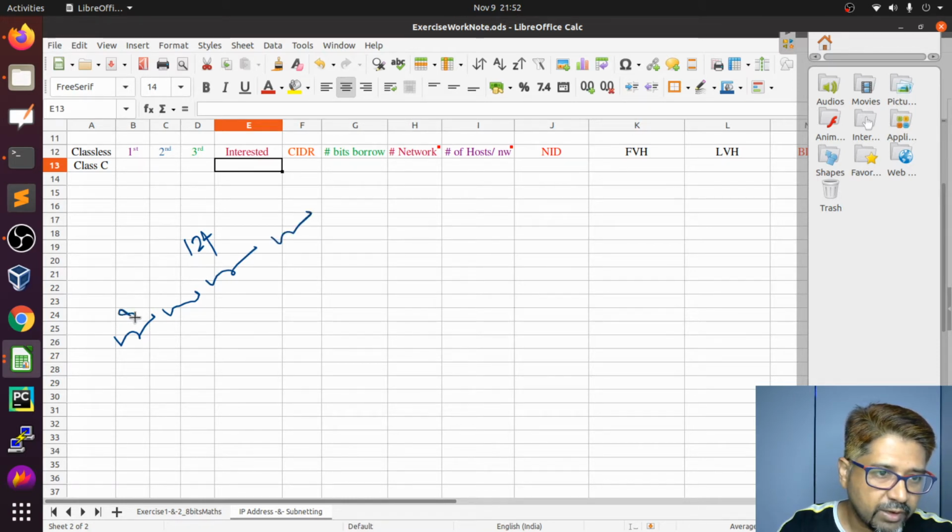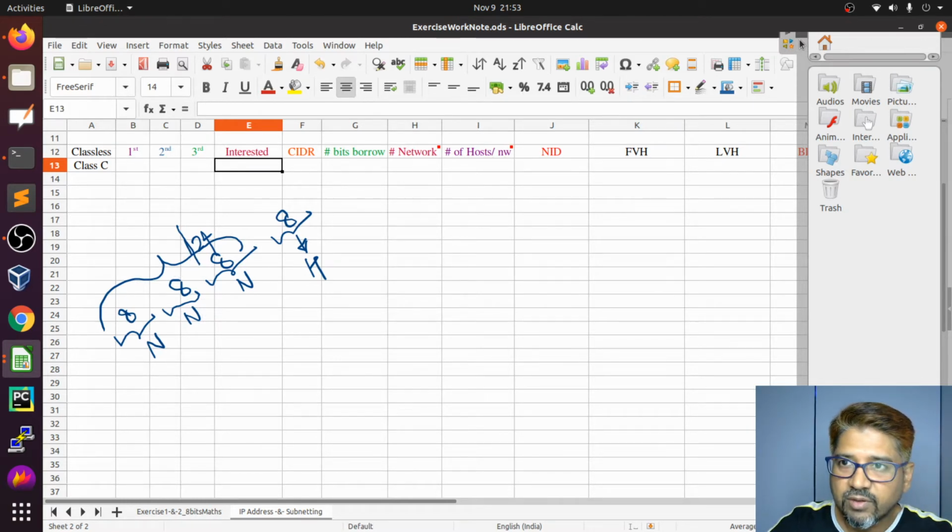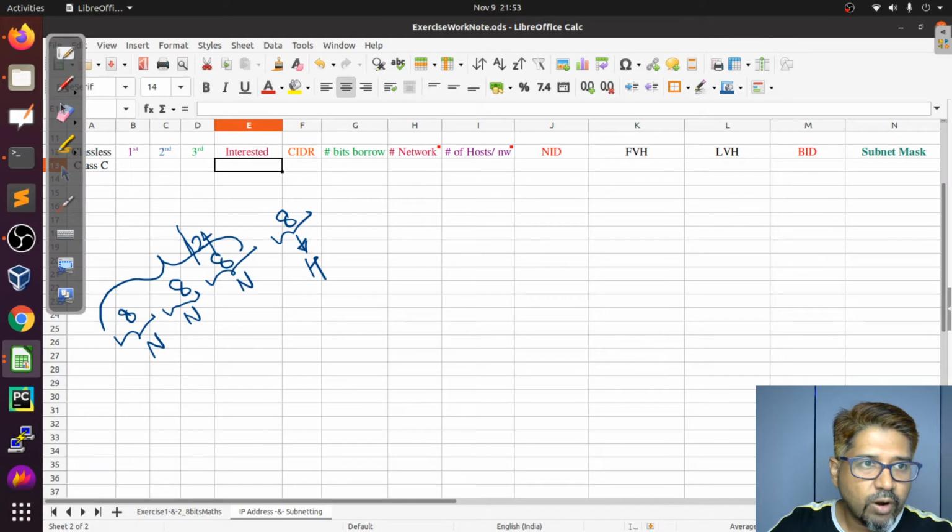First octet 8 bits for the network bits, second octet the same way network bits, third octet the same way network bits, and the last 8 bits are responsible for host bits. So that's why these three combined make the /24. It's going to show like that. So let's start the calculation one by one, how we are going to complete this.